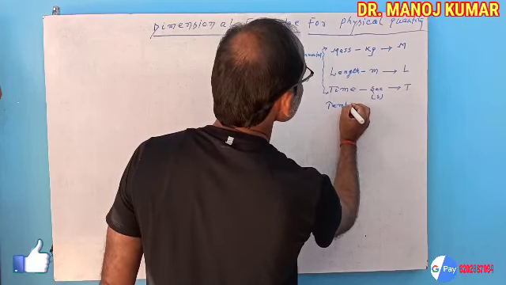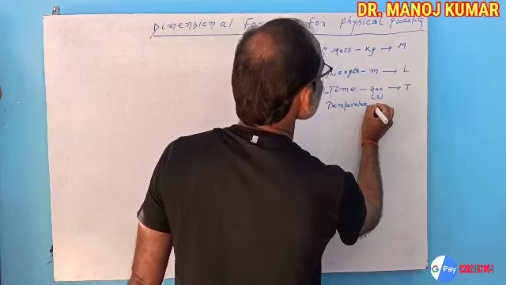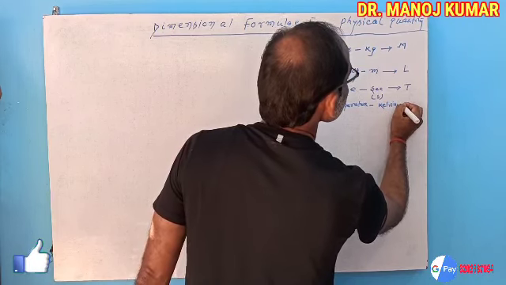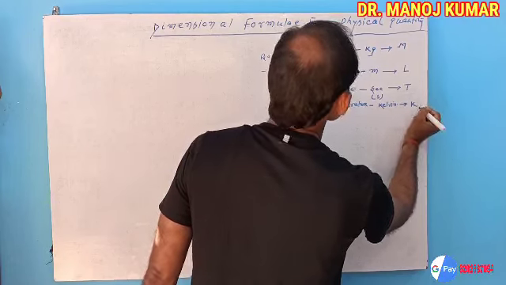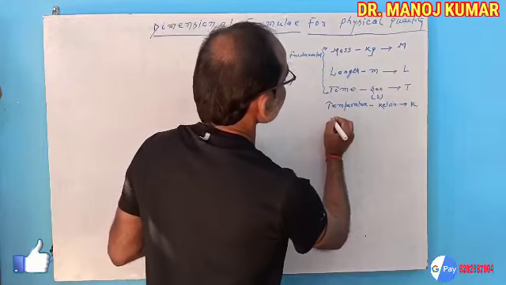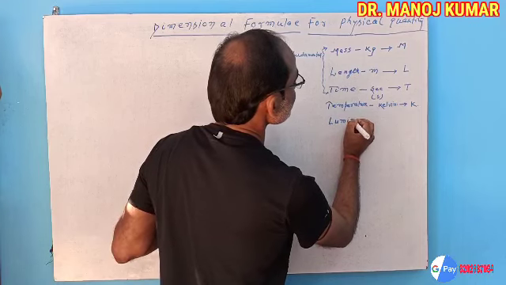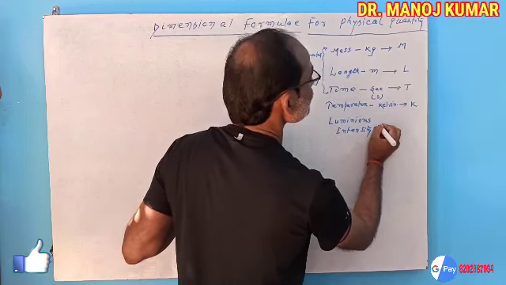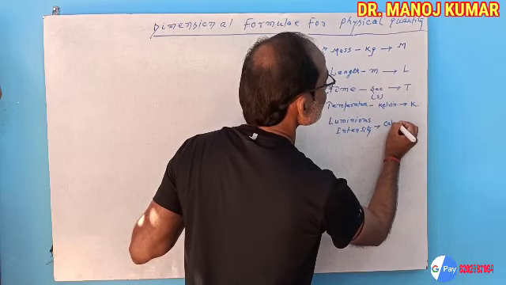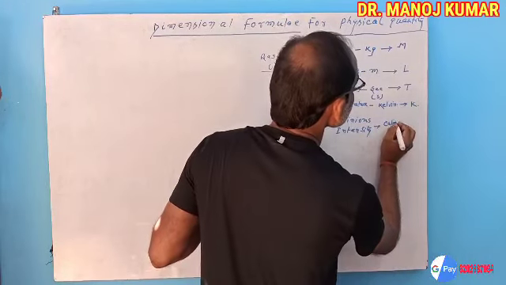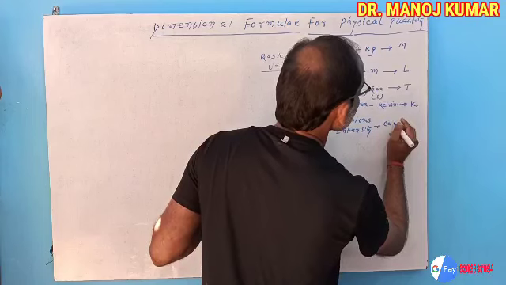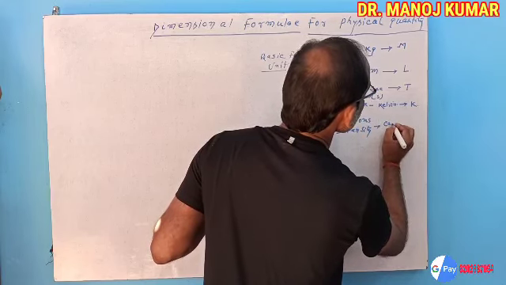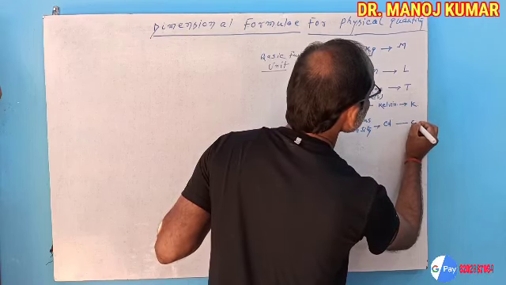Temperature, that can be measured by Kelvin, represented by K. Luminous intensity, that can be measured by candela, CD, and represented also by CD.